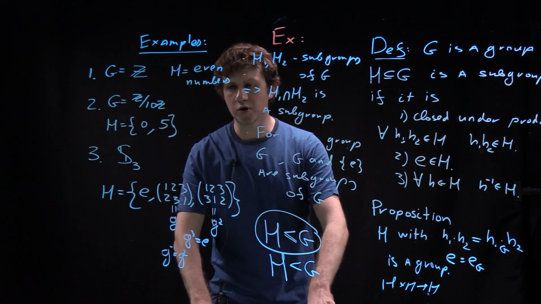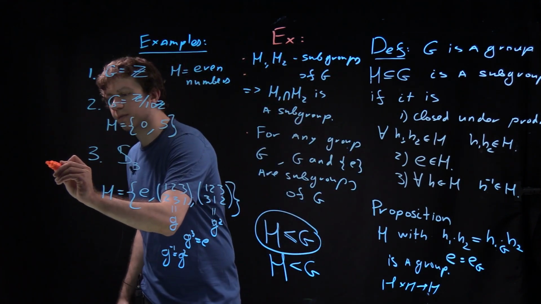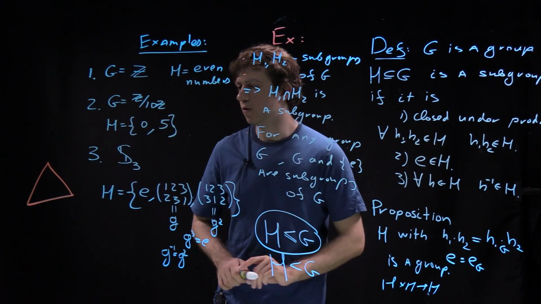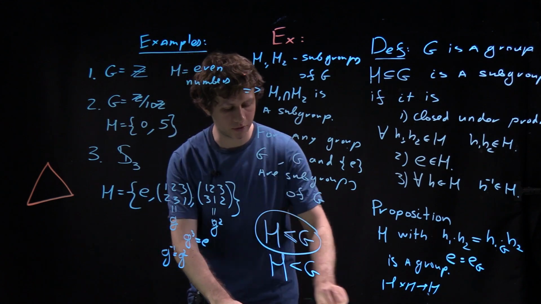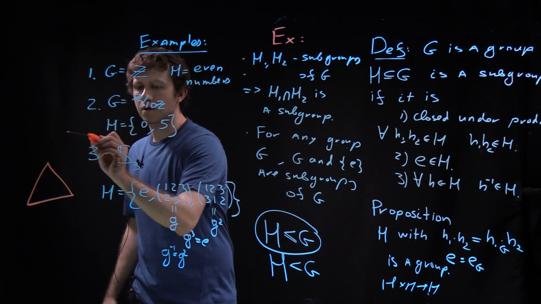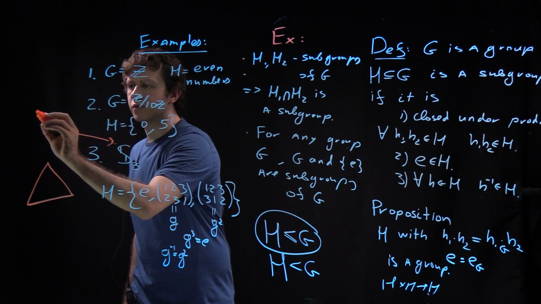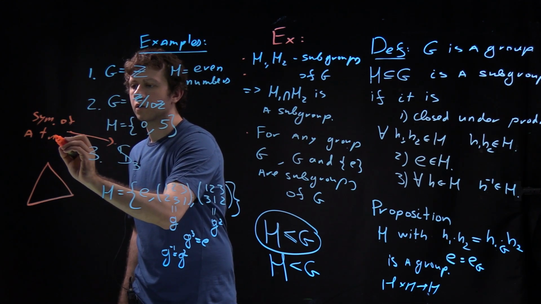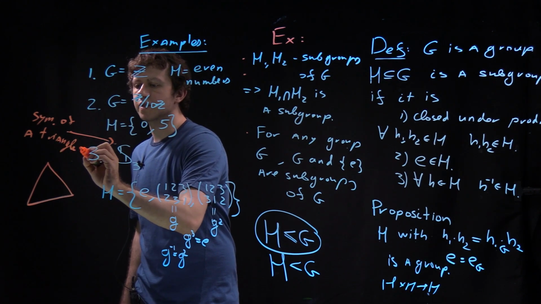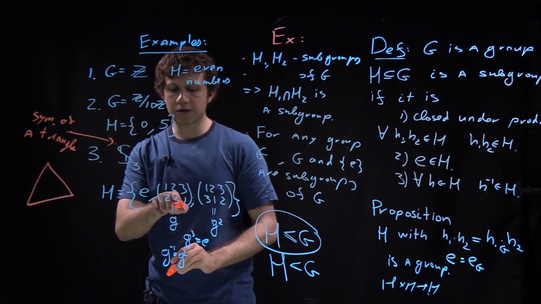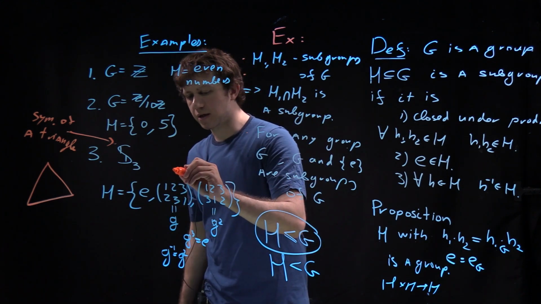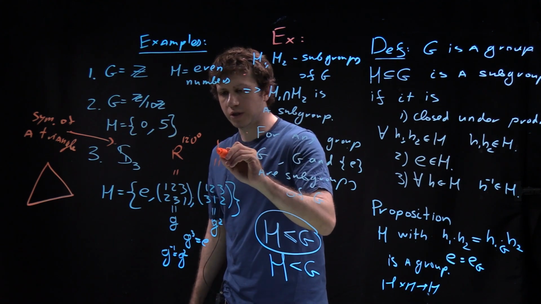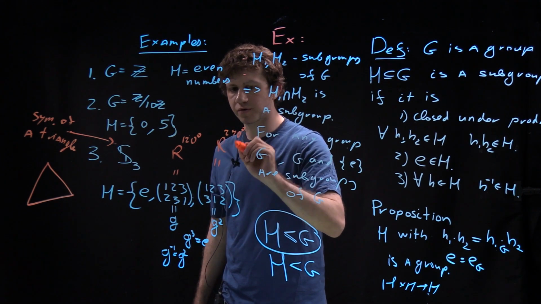And if you remember, when we talked about a triangle, S3 was the group of symmetries of a triangle. Inside this group of symmetries, there were 3 reflections and 3 rotations. This is basically a rotation by 120 degrees, and this is a rotation by 240 degrees.